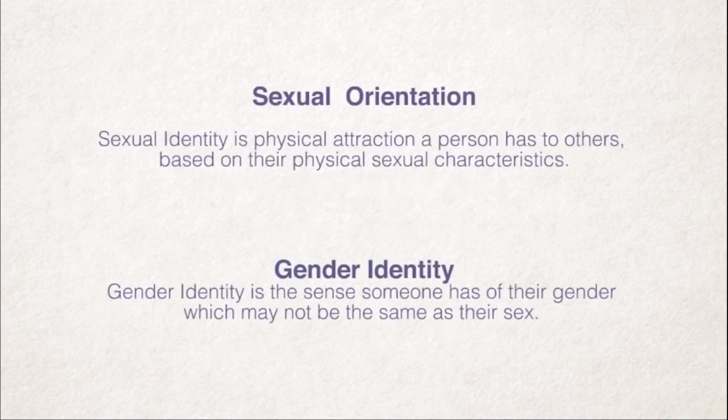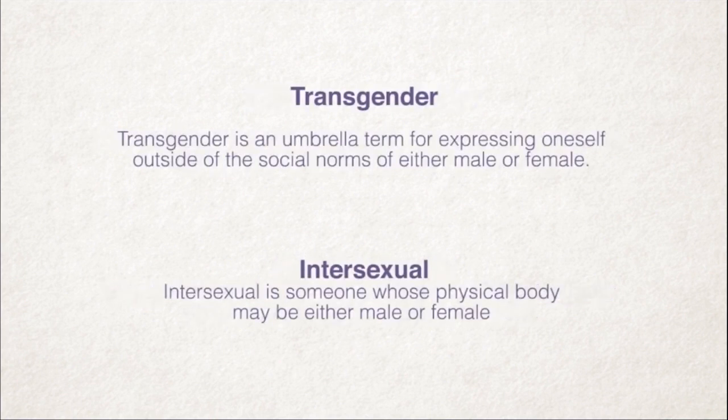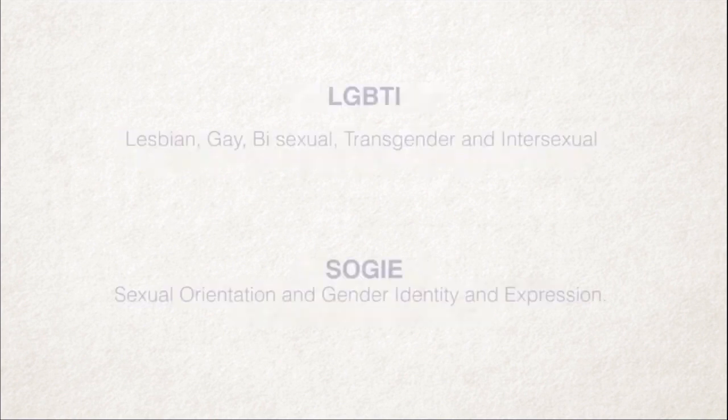Sexual orientation refers to the sexual attraction felt by an individual towards another on the basis of the other's physical sex. Gender identity is the sense someone has of their gender, which is sometimes related to their sex, but in some cases is not. Transgender is an umbrella term for expressing oneself outside of the social norms of either male or female. Intersexual is someone whose physical body may be either male or female.